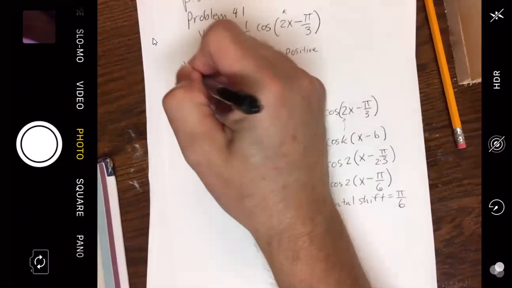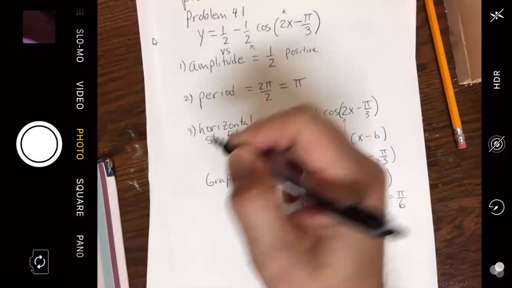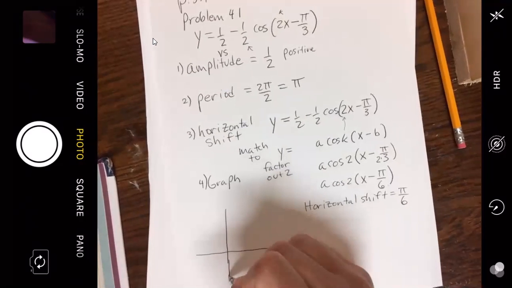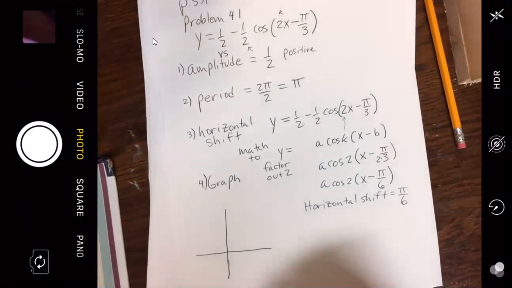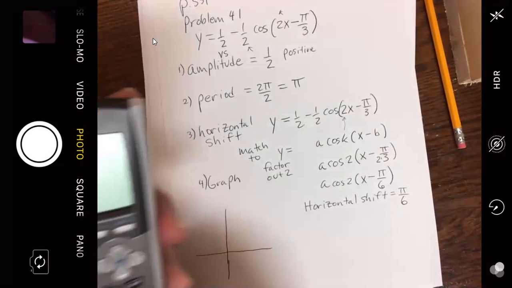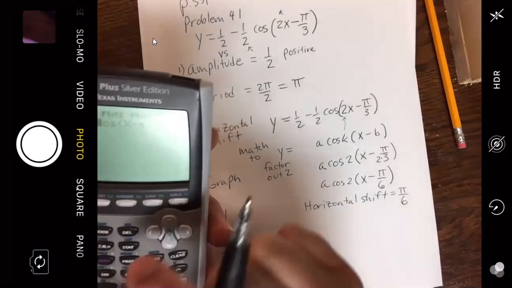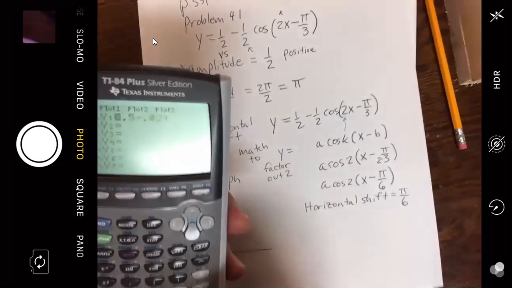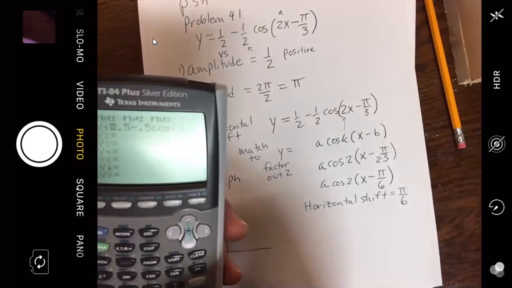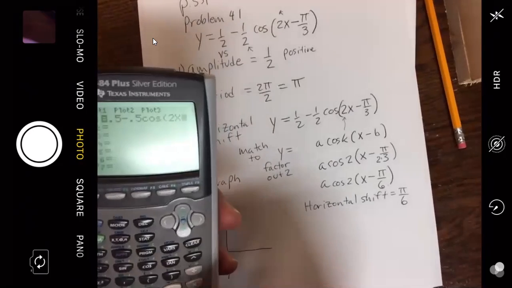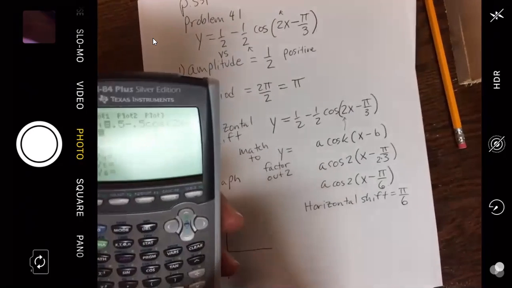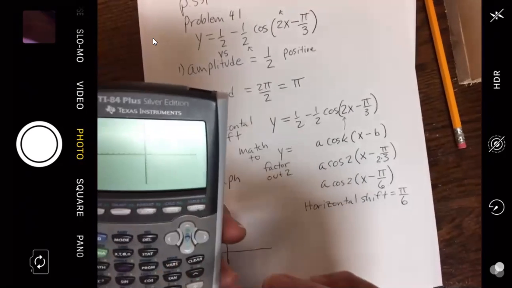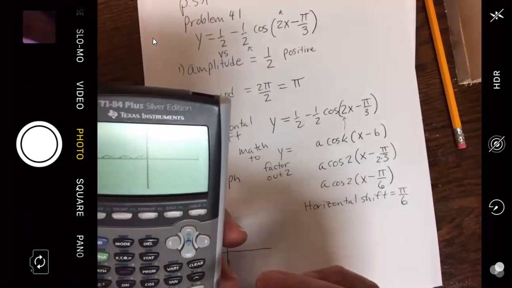Finally, if you want to number these, 1, 2, 3, finally 4 for a graph. You might want to change. This is going to look pretty tiny if you stick to -10, 10, 1. I'll stick to that, show you how bad it looks. You're going to have 0.5, and you're going to subtract 0.5 cosine 2x minus pi divided by 3. Graph.